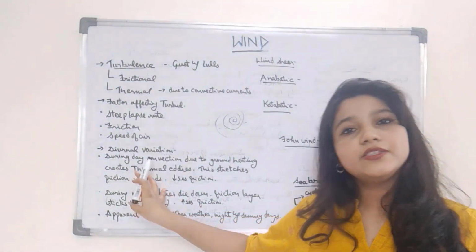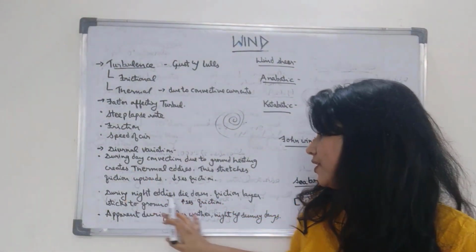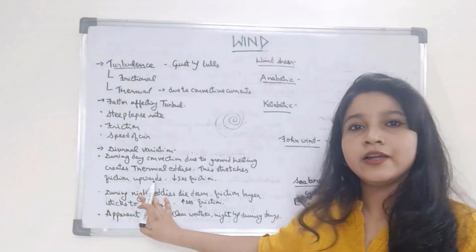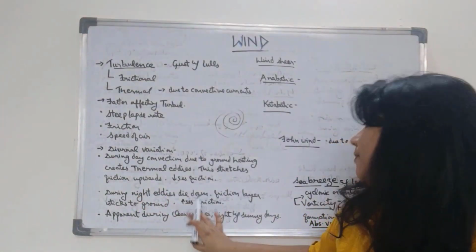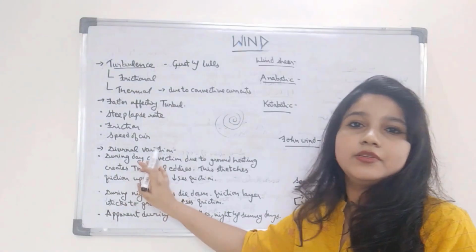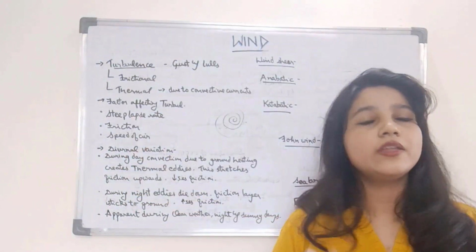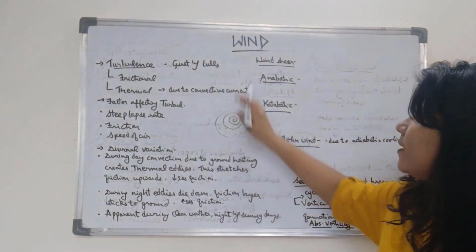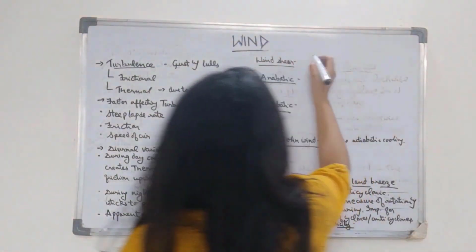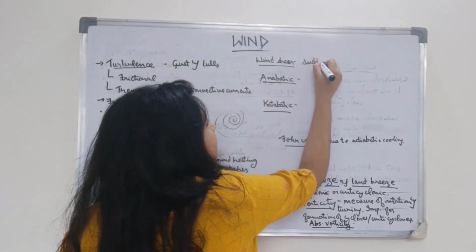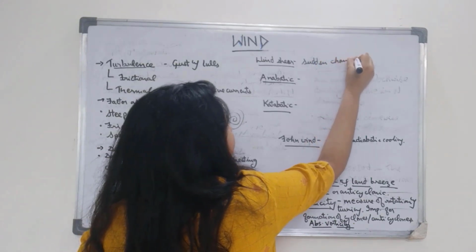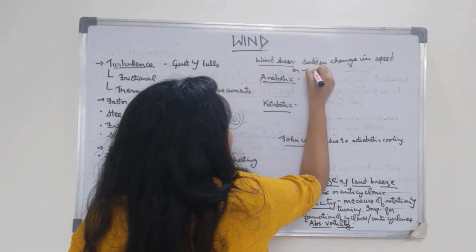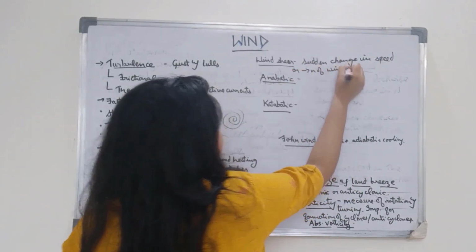During night time, just the opposite happens. Friction will increase because the layer gets compressed to the ground, and these eddies die during night time. This diurnal variation you can easily notice during clear nights, hot summers or clear weather. Then we have wind shear. Wind shear is nothing but a sudden change in speed or direction of wind. It is called wind shear.